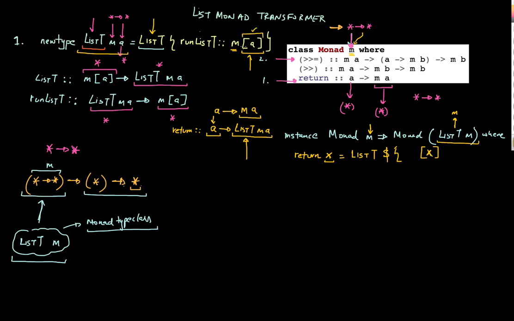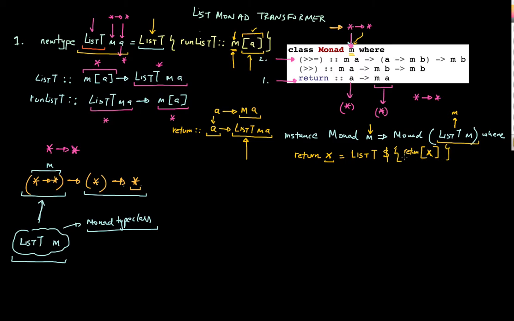Now all I need is this value, which is my list, and I need to further wrap it in whatever this monad m is. This could be a list monad, a Maybe monad, a State monad, it could be any monad. It doesn't matter. All I need is to wrap it in this monadic value in the context of this m. So I'm just going to call the return method here.